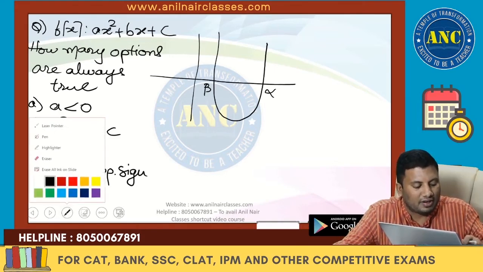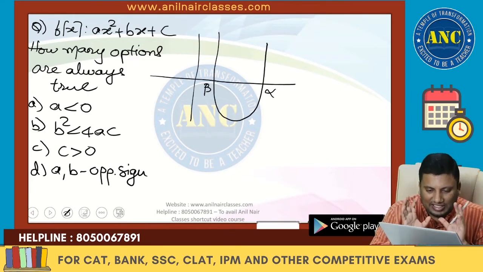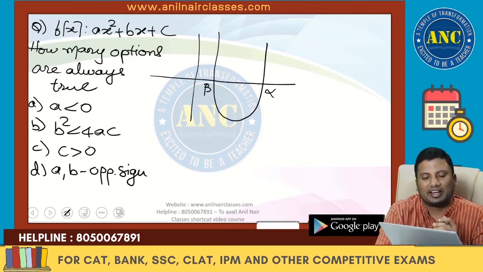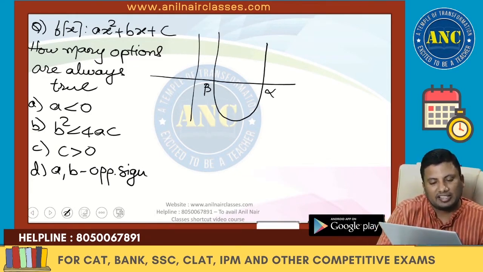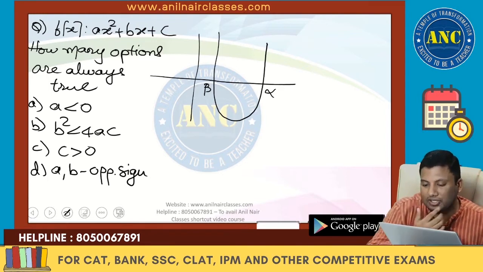Very, very good question. This is a true CAT question, sir. This is how the questions in CAT and XAT exams come. There is a graph given, ax square plus bx plus c. How many options are always true?